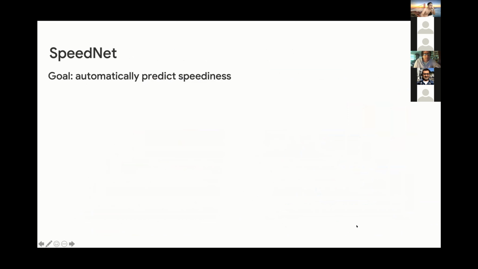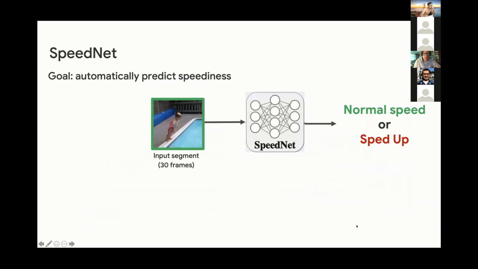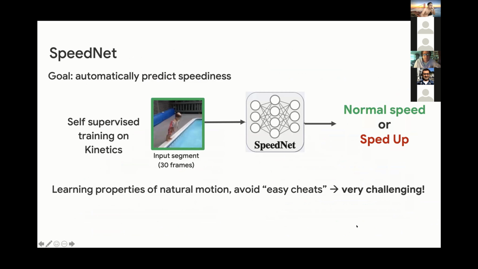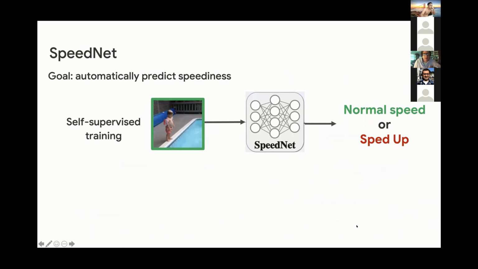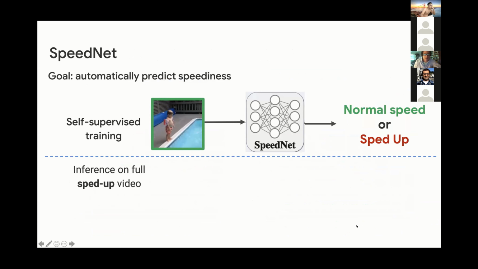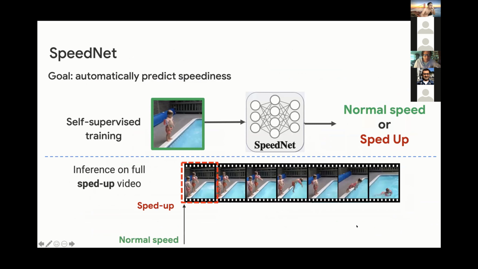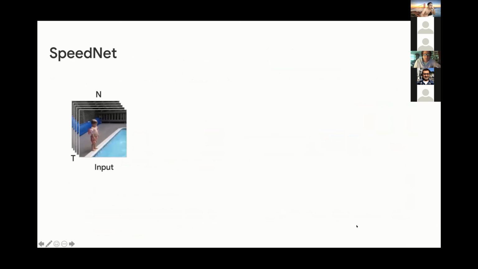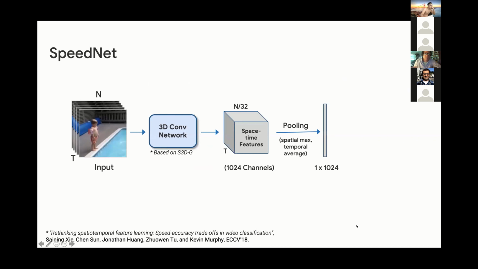So let me just kind of skip over things. So this is the desire. We want video into a net and decides if it's normal or sped up. And again, we had to avoid letting the network cheat. It's very similar to the other work I just told you about. And then once we have a network that can tell if something was sped up, then we can use that as a guide to adaptively speeding up the video to compress it without it looking bad.